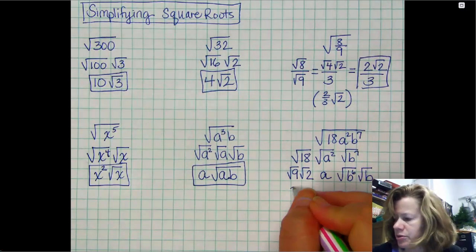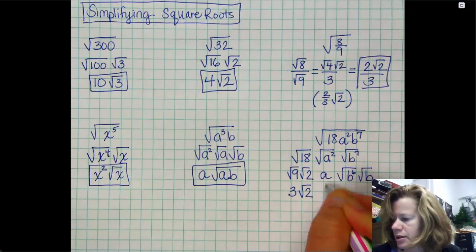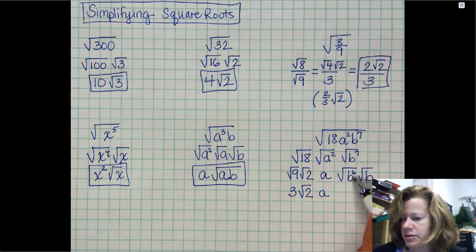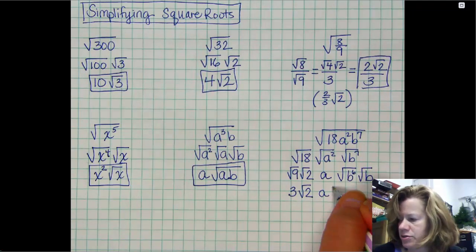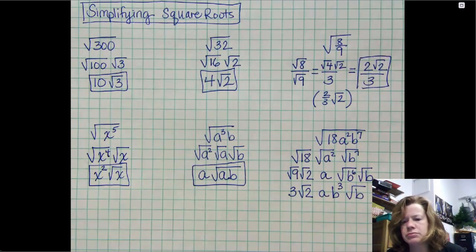Square root of 9 is 3. Square root of 2 has to stay put. A is hanging out outside. The square root of b to the 6th, 6 divided by 2 is 3, so it's b cubed. And the square root of b will have to stay inside.